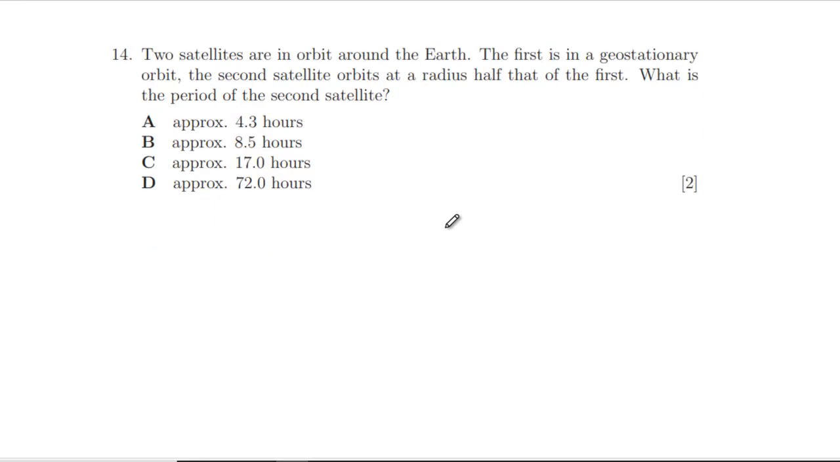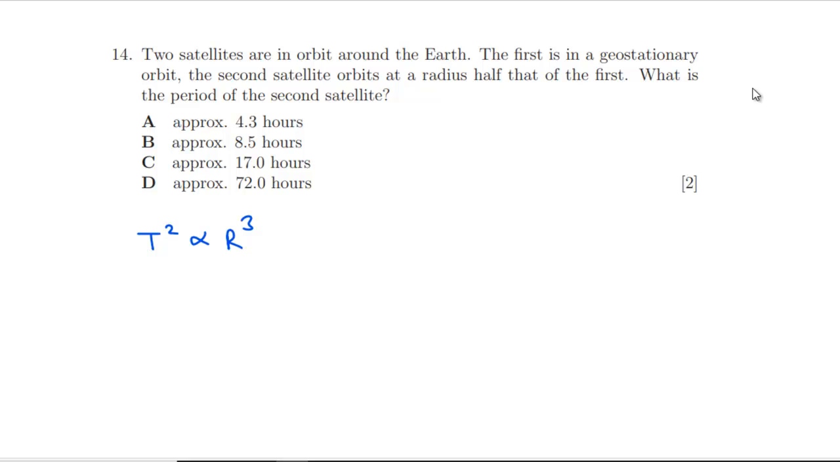2 satellites are in orbit around the Earth. The first is in geostationary orbit. The second satellite orbits with radius half of the first. What's the period? Right, so Kepler's third law, which is weirdly popular in PAT papers. So we can actually just divide these through, because we must have the same ratio of them.